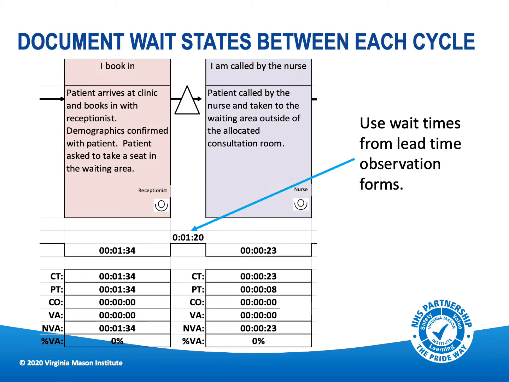The spaces in between process boxes is where you'll need to record any wait times you observed and documented on your lead time observation form. So here, the patient was waiting for 1 minute and 20 seconds between finishing booking in and being called by the nurse.